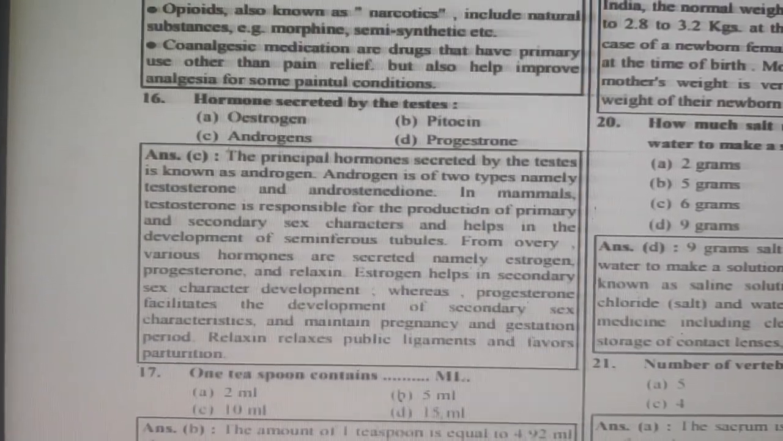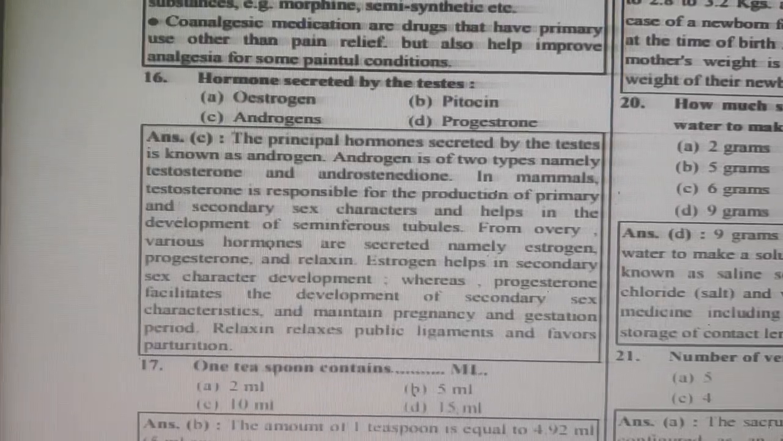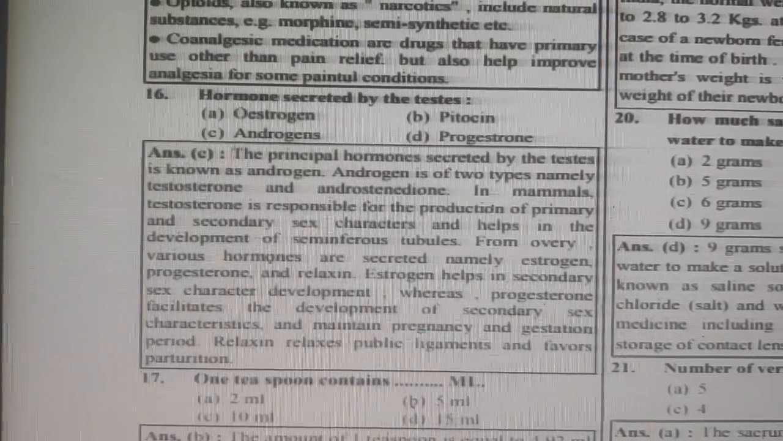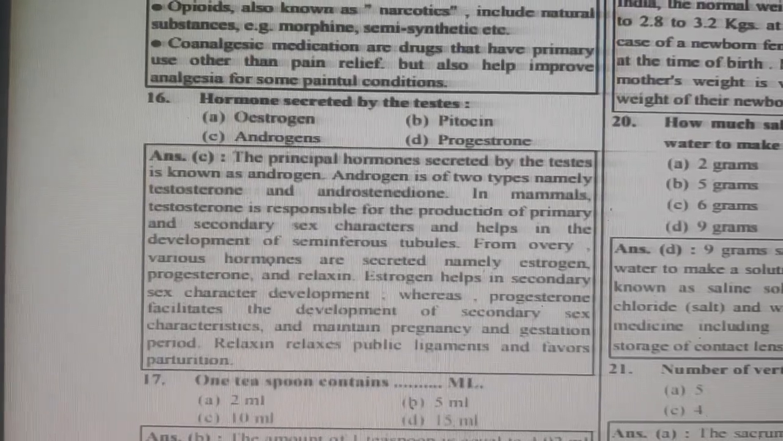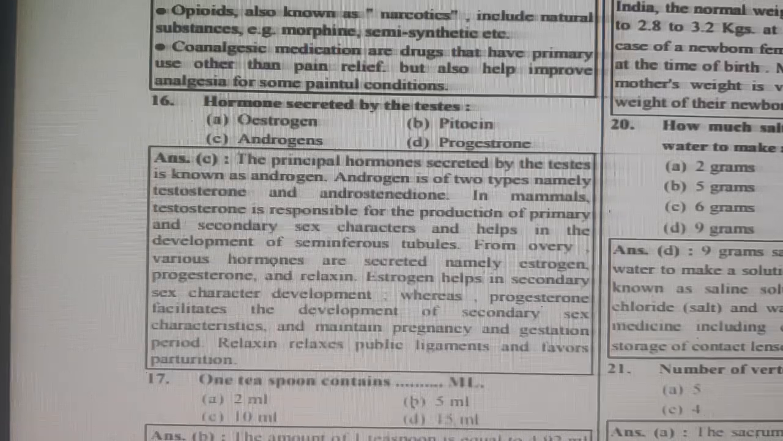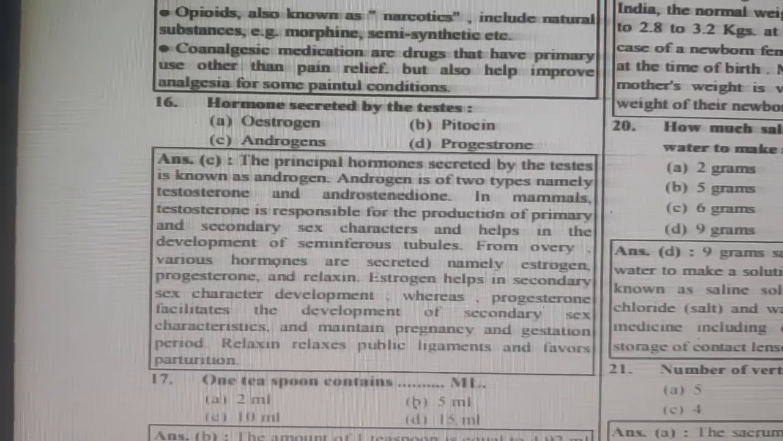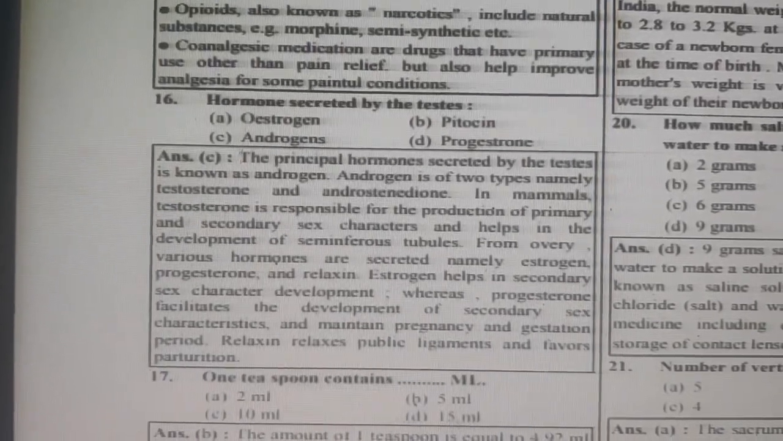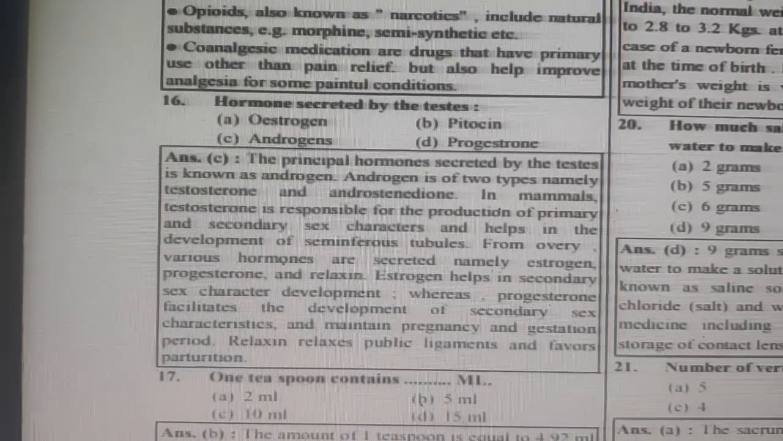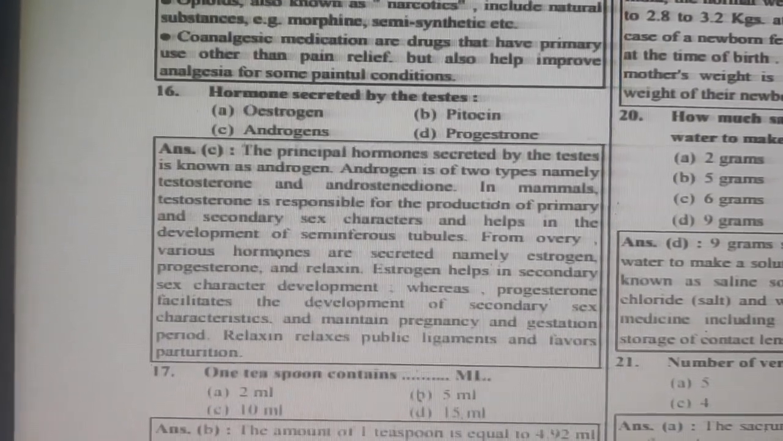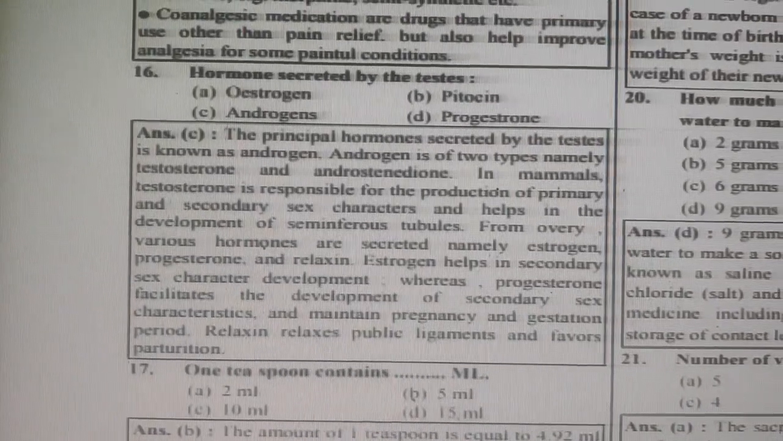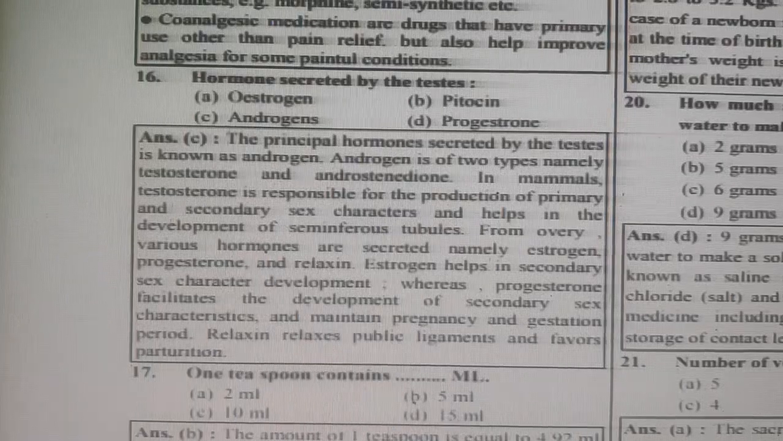Androgenesis is the right answer. The principal hormone secreted by the testes is known as androgen. Androgens are of two types, namely testosterone and androsterone mainly. Testosterone is responsible for the production of primary and secondary sex characters and helps in the development of the seminiferous tubules.